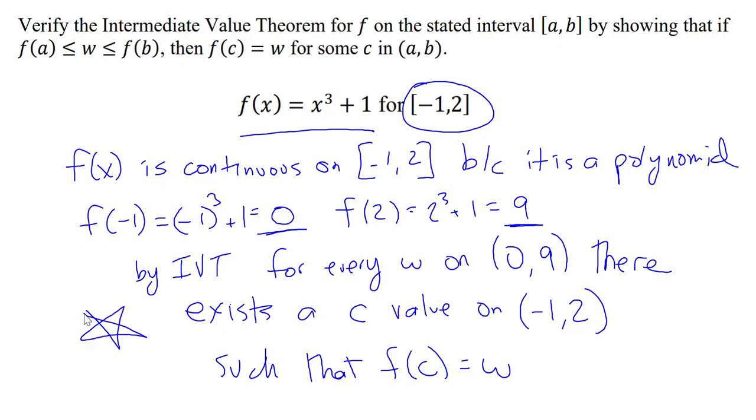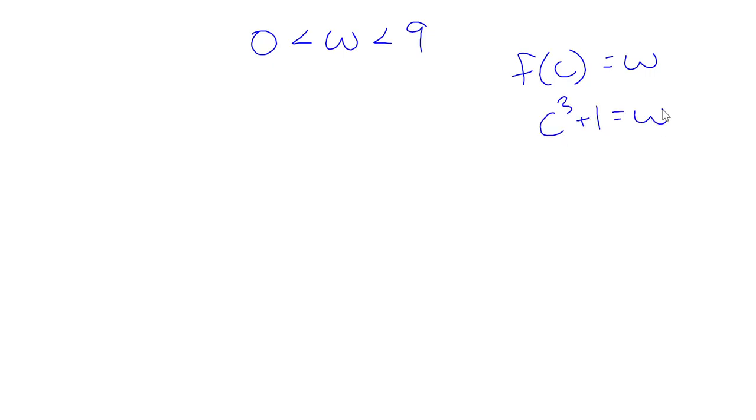So this is what the intermediate value theorem says, but the proof of it comes from us actually starting with the inequality that we have, w between 0 and 9, and turning that into an inequality with c between -1 and 2. So we're going to start off with the inequality 0 is less than w is less than 9. And note that we're talking about f of c equal to w. Well, f of c is just c cubed plus 1. So we're going to replace the w with c cubed plus 1. So we have 0 is less than c cubed plus 1 is less than 9.